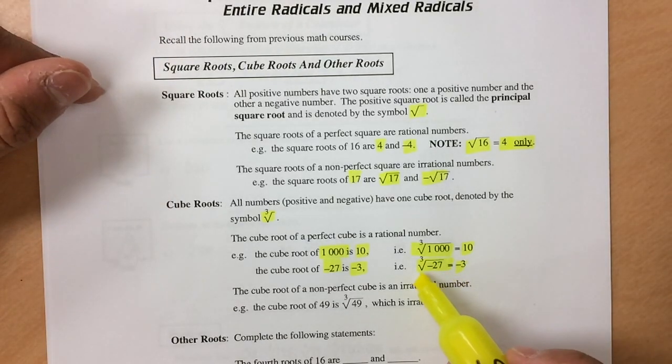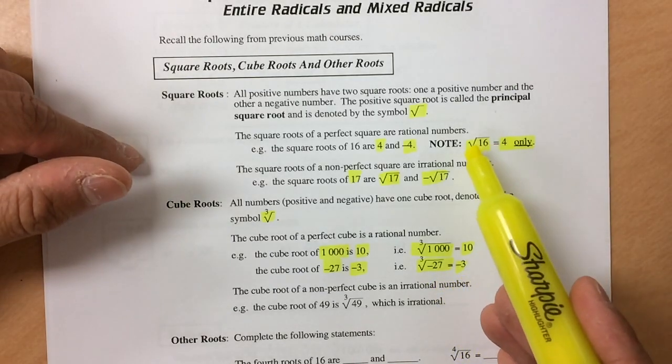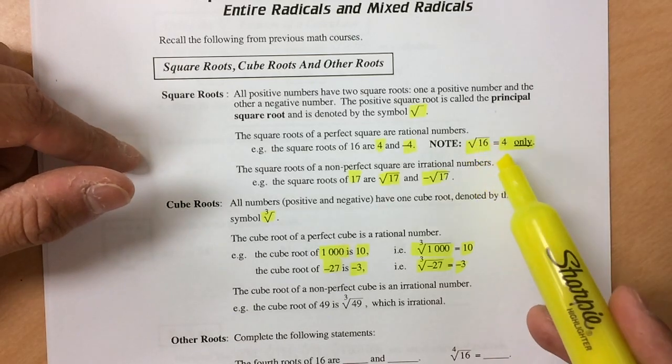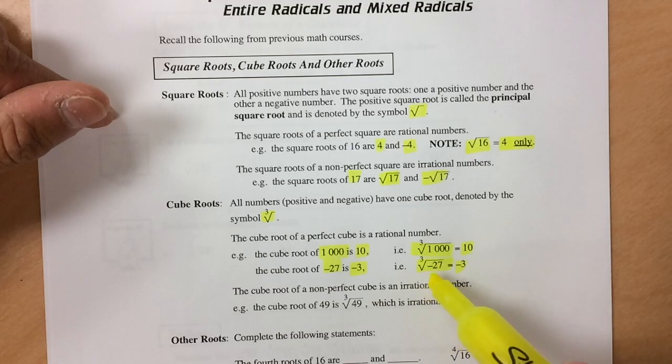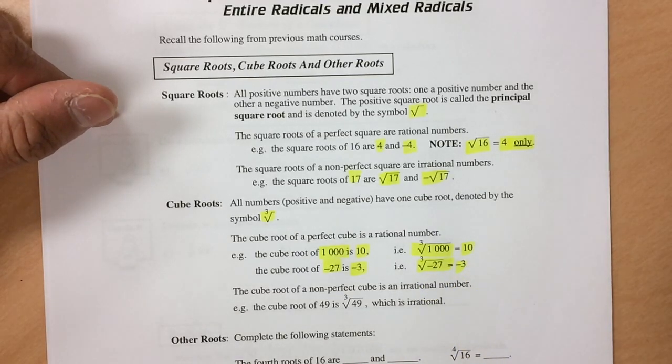But notice that we had the cube root of negative 27. You can't take the square root of a negative number. So the square root of 16 was only positive 16, that could be equal to 4 or negative 4. But notice how the cube root of negative 27 still gives us negative 3. We still get an answer out of that.